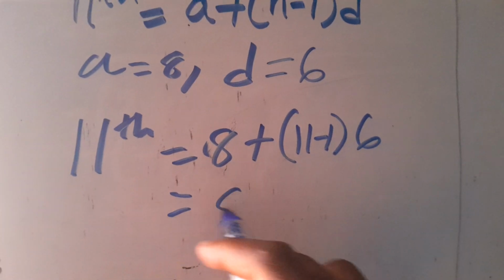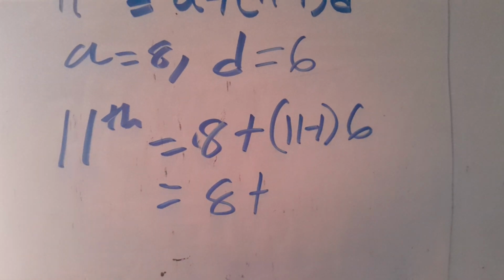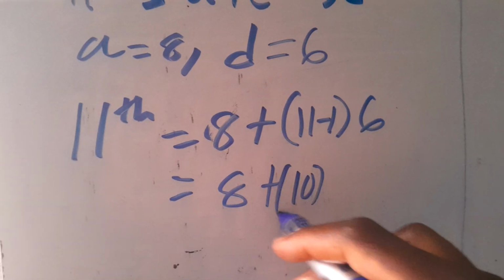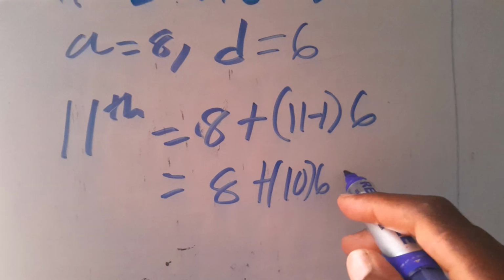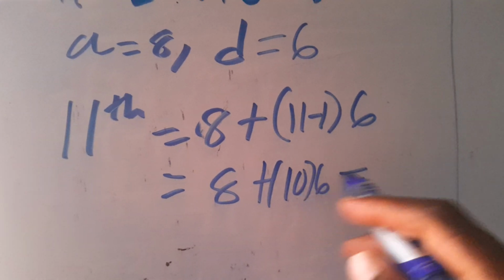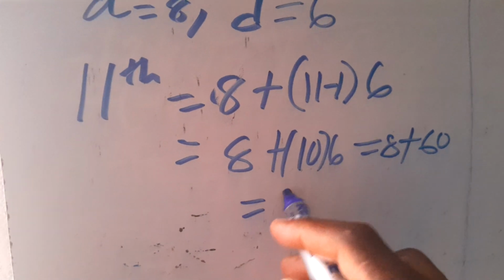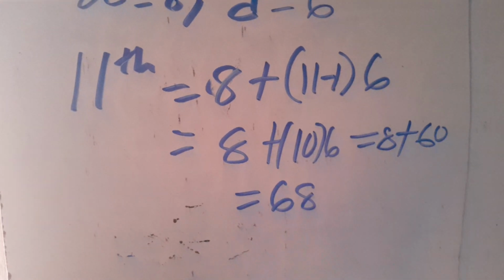We will have 8 plus 11 minus 1, which is 10, times 6. 10 times 6 is 60. This is 60 plus 8. 8 plus 60, and our 11th term is 68.